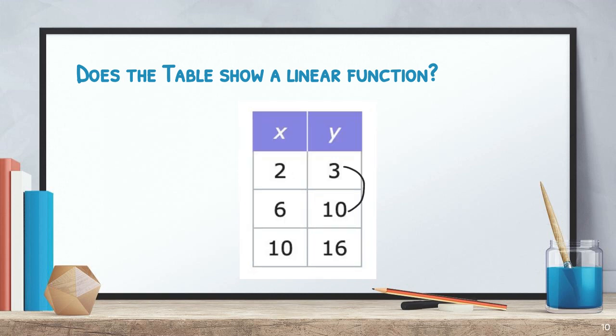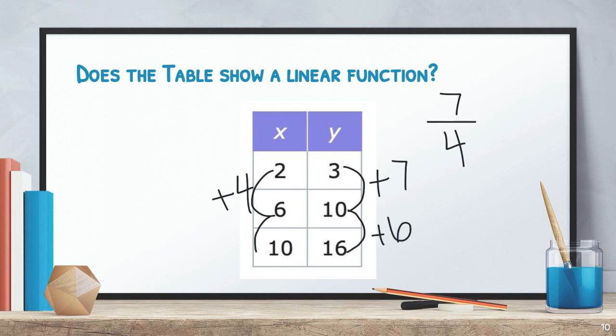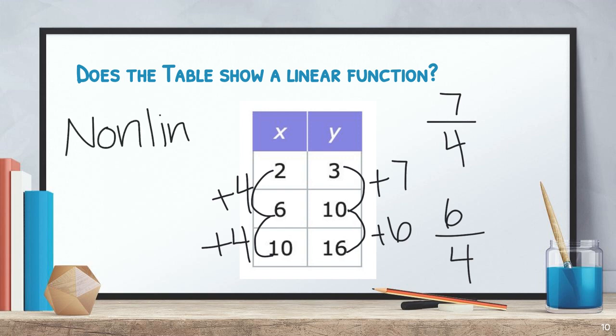Next example. To get from 3 to 10, I am adding 7. To get from 2 to 6, I am adding 4. So my slope, I do y on top, would be 7 over 4 for that one. For my next one, I'm going from 10 to 16, which is adding 6, and then going from 6 to 10, which is adding 4. So my slope would be 6 over 4. I had 7 over 4 and then 6 over 4. Those are not the same numbers. Since they are not the same, my answer again is nonlinear, because it has to have a constant rate of change.